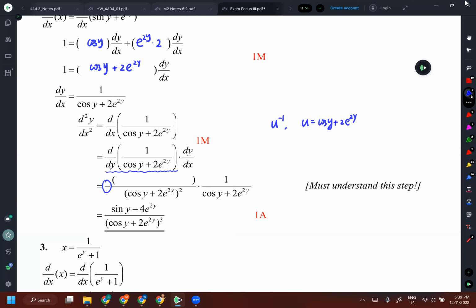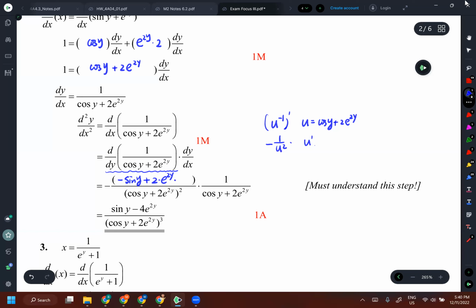And that's precisely why there is a negative: this differentiation has -1 over u squared, and you only have to multiply u prime. So what you do here is write in the derivative of u, which is cosine y plus 2e^2y, leaving you negative sine y plus 2 times e to the power 2y times 2. That's why there is a negative sign in front. Now, when I create this file, I say, please must understand the step. Eventually, this is how you understand it. If you use the quotient rule, then you cannot understand the step.